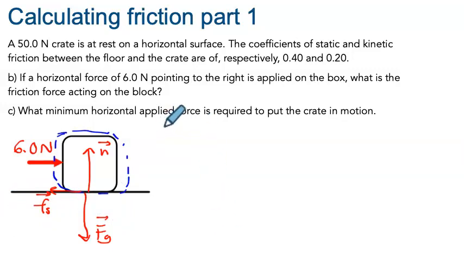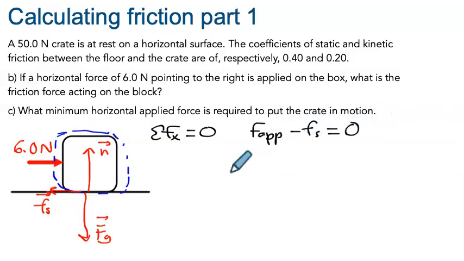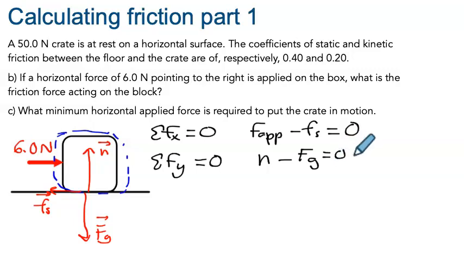Once you get this, you can write your two equations for the sum of forces. You can do this even before you start thinking about or reading the questions. The sum of forces in x will give us the applied force, which is the 6 Newton, minus the force of friction, equal to 0 if we assume that it's at rest. For the sum of forces on the y-axis, equal to 0, we get that the normal minus Fg is equal to 0. From this equation we get that the normal is equal to Fg, so it will be equal to 50 Newton.